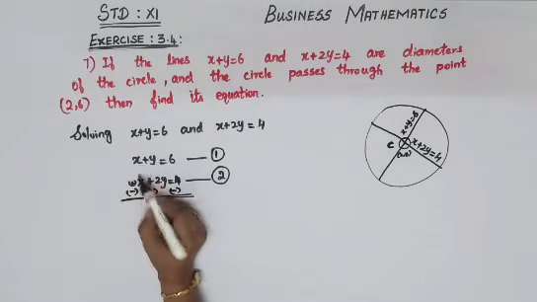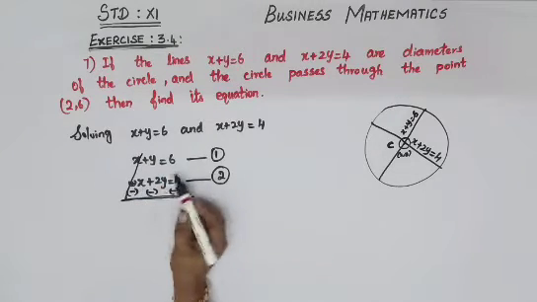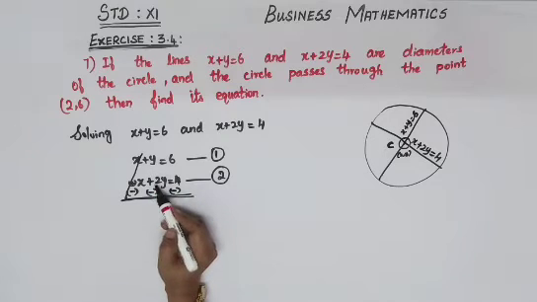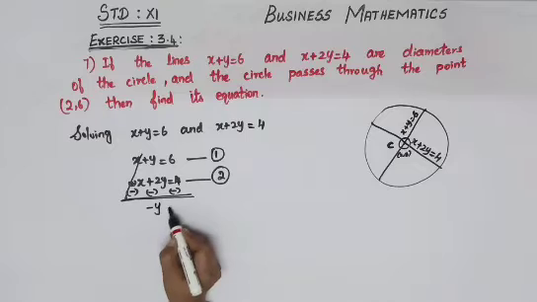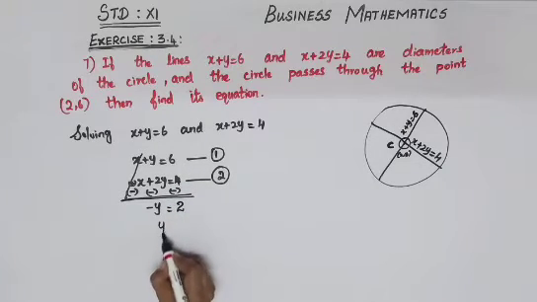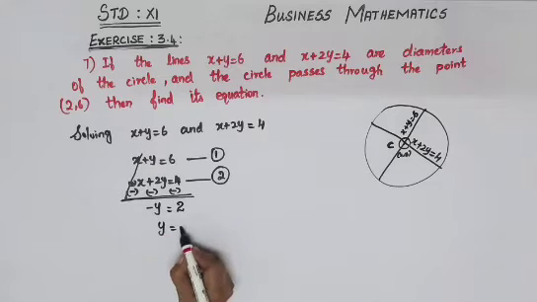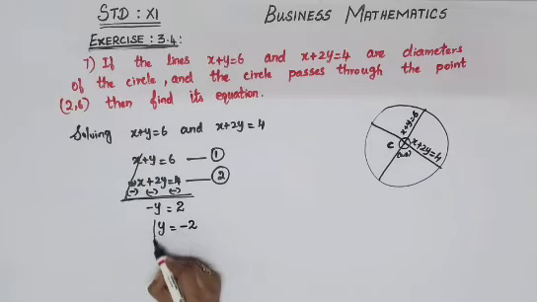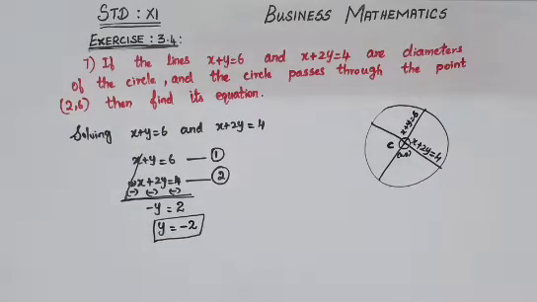Then you can cancel. Now plus x and this minus x will go. And here y and here minus 2y. So plus y minus 2y you will get minus y, which is equal to 6 minus 4, you will get 2. Therefore y is equal to, take this minus towards this side, minus 2. So the value of y is equal to minus 2.